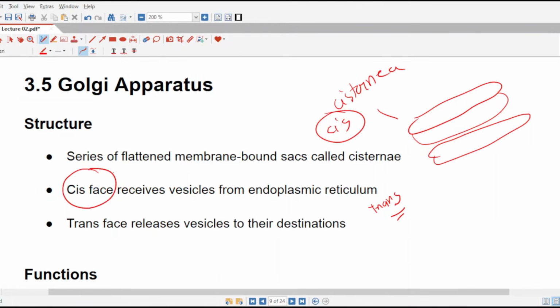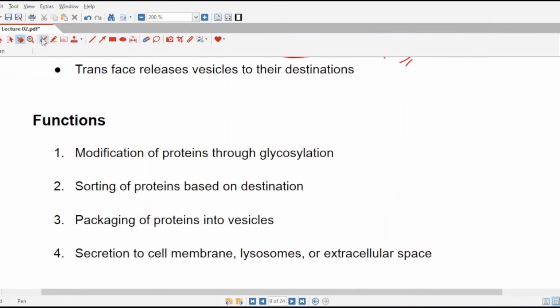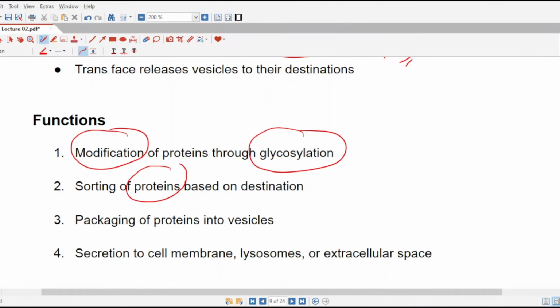That's why cis phase will receive vesicles from endoplasmic reticulum, and the trans phase releases the vesicles to their destination. That means Golgi apparatus does the job of packaging the proteins that were made by endoplasmic reticulums. That's why we say that modification of protein is done through glycosylation. That means glycosylation is being done by Golgi apparatus, and also proteins will be sorted based on their destination. That's why the particular proteins will go to definite directions, and the direction will be dictated by Golgi apparatus.